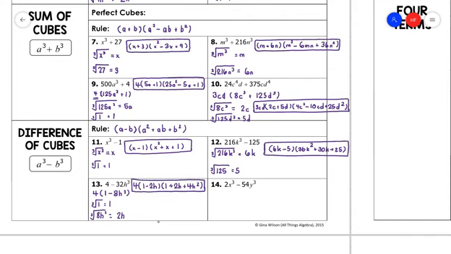And then on number 14, we have 2x cubed minus 54y cubed. 2 is not a perfect cube, so we need to take out a 2. We cannot take out any variables because they are different. So we're just taking out a 2. We have x cubed minus 27y cubed. We'll take the cube root of each.